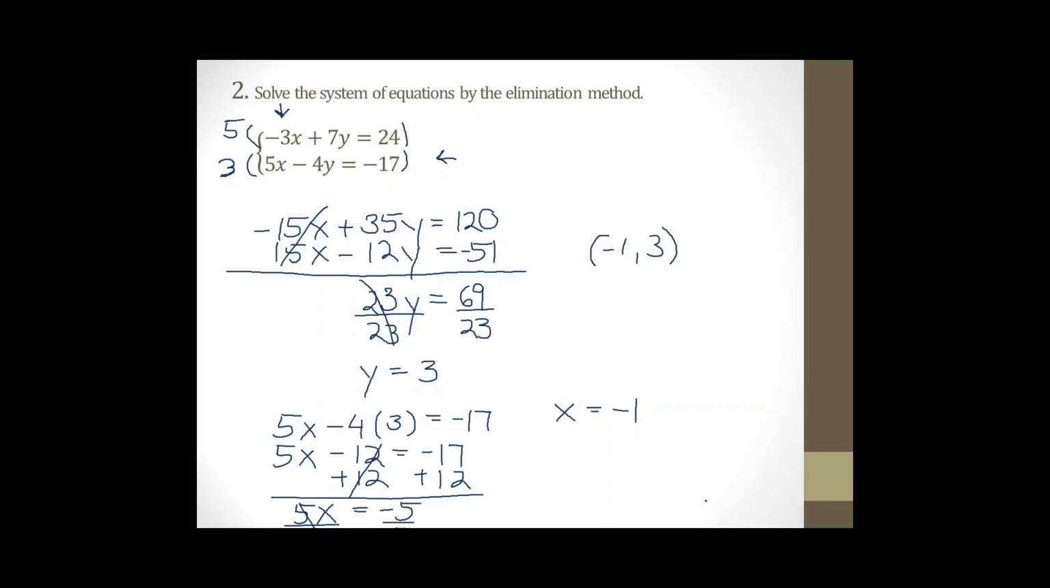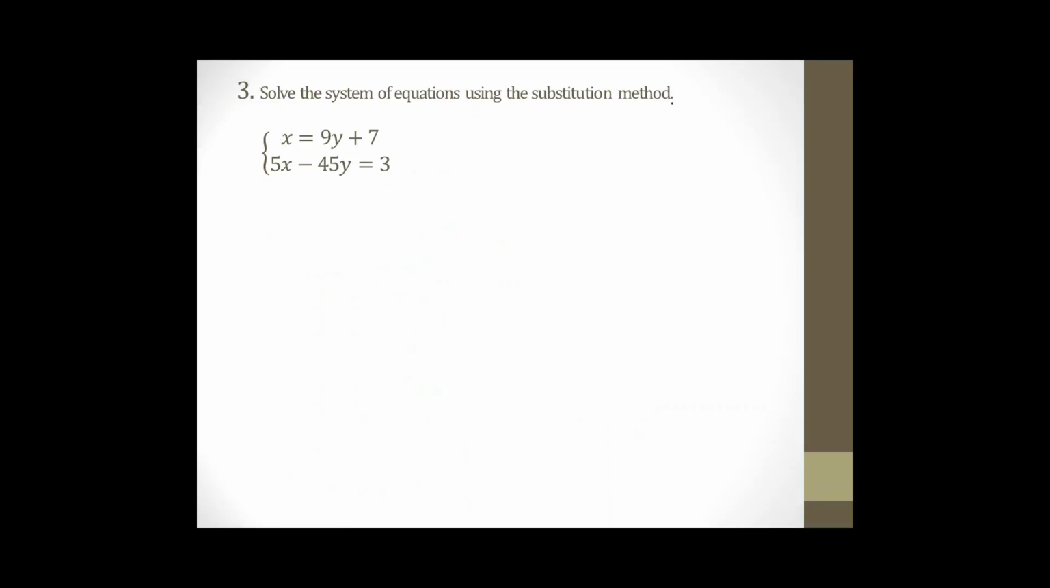Then we move on to question number 3. They want us to use the substitution method. So usually the substitution method you use when you have one of the variables all by itself. In this case, we have x all by itself. So what we do is we take the value of x and plug it into the second equation for x. So basically we're substituting. So 5 times, now x equals 9y plus 7, and then continuing with the second equation, minus 45y is equal to 3.